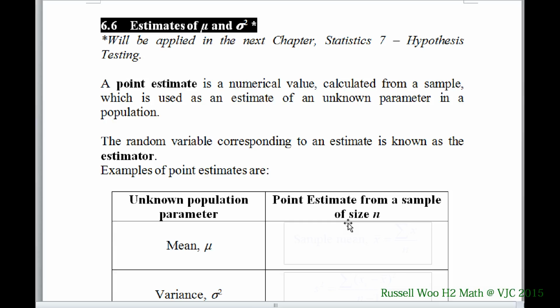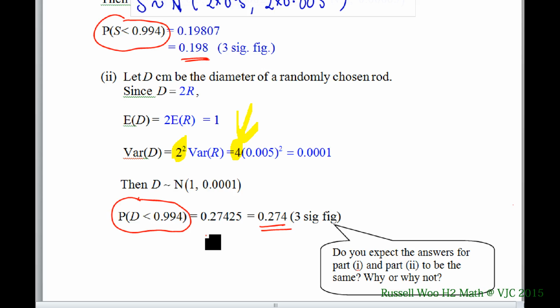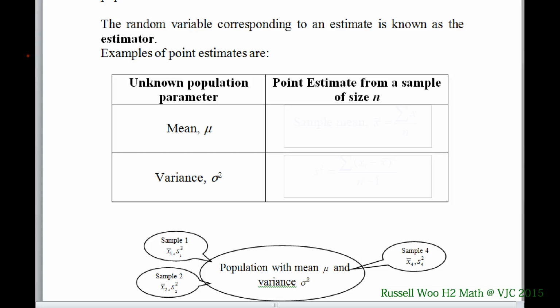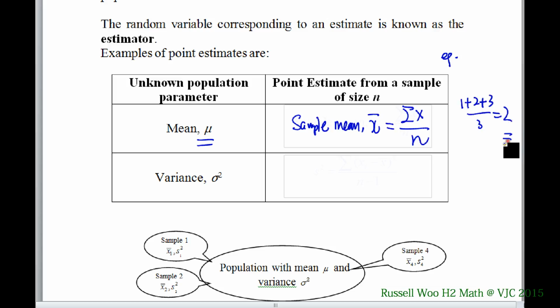6.6. Now, what we're saying now is a point estimate. Just now we took 1, 2, 3. The point estimate is, let's say I want to calculate the mean. A point estimate: we can use the sample mean, x bar, to estimate mu, which is summation x over n. Just now, what did we do? We did 1 plus 2 plus 3 divided by 3, we get 2, right? This is a point estimate. 2 was the point estimate of my mean. Follow?